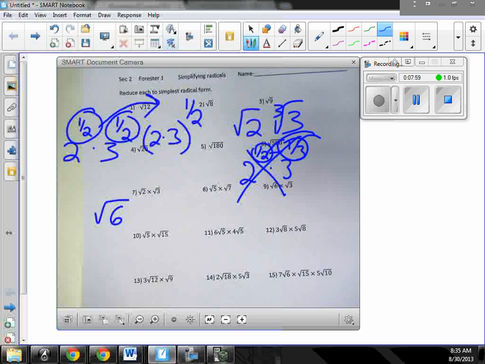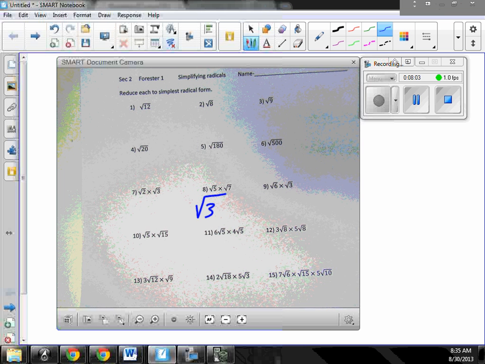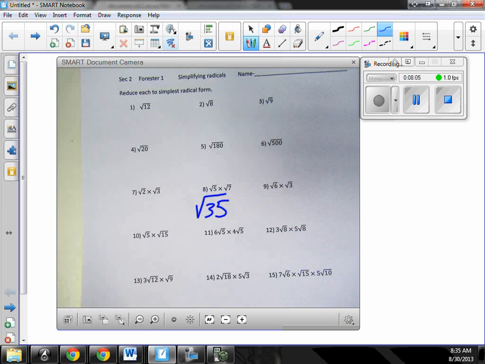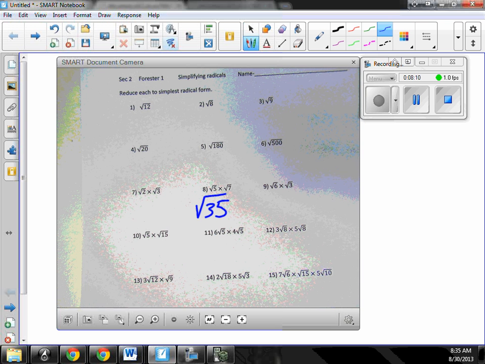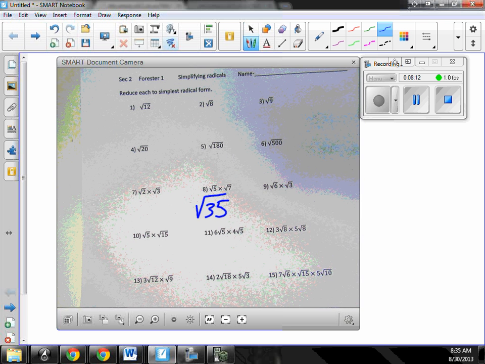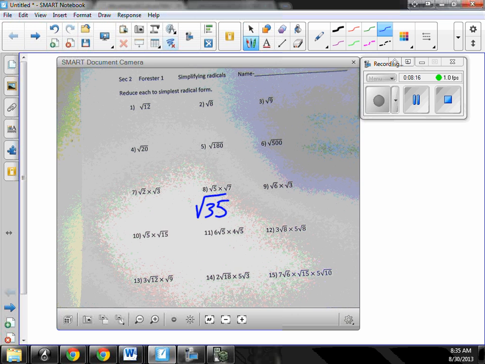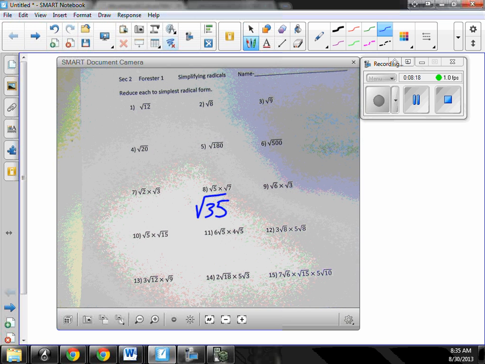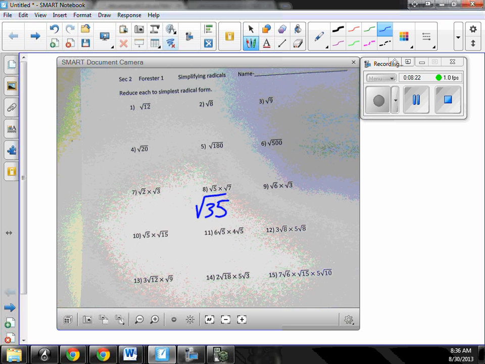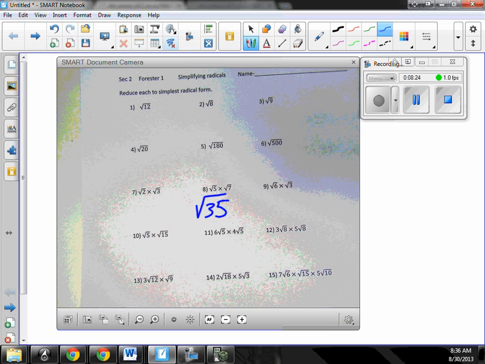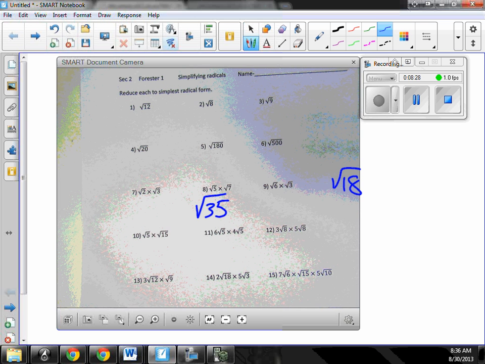Number 8, we can do the same thing. Square root of 35. Will that simplify? How do I know? 5 and 7 are prime. They have no common factors, so there's no point in factoring this. All right? Number 9, I get the square root of 18. Will that simplify? Why?